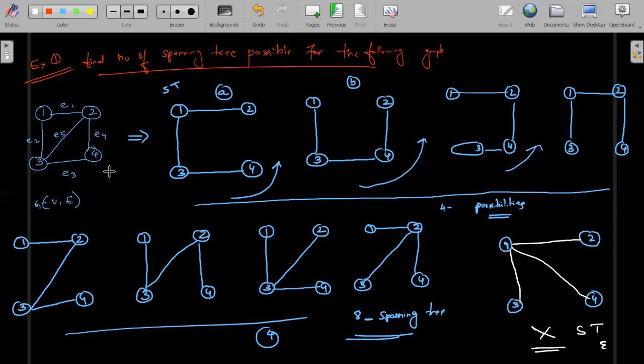So they will give you the graph. Using this graph, how many spanning trees are possible? You have to check it. That's it. Very simple and easy. If you have any doubts related to this, you can ask.